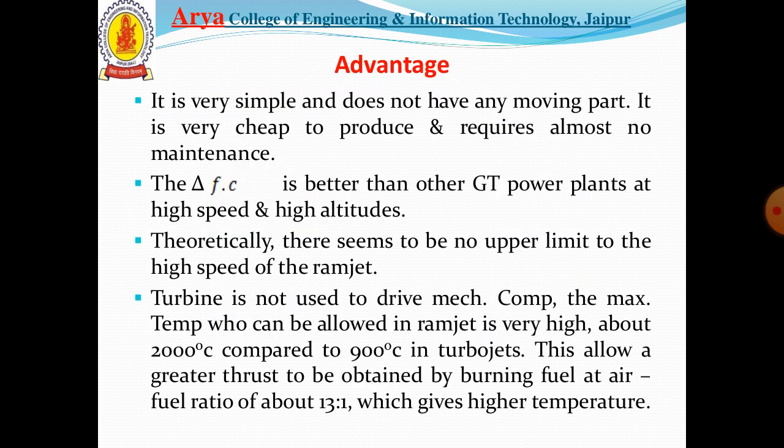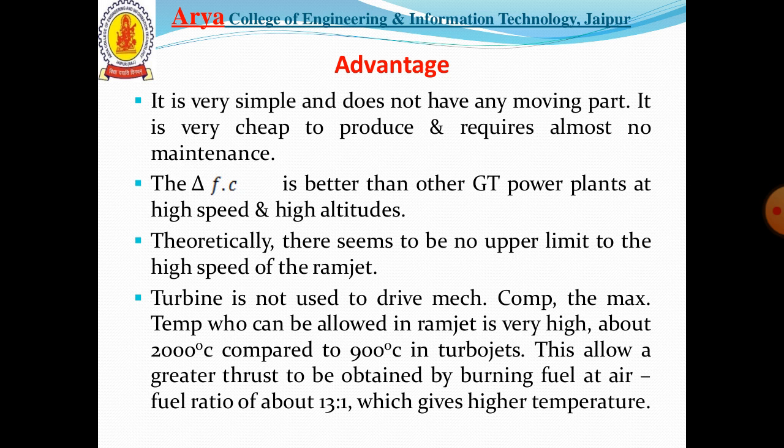Now, the advantages of the ramjet engine. First, it is very simple and does not have any moving part. It is very cheap to produce and requires almost no maintenance. The thrust specific fuel consumption is better than other gas turbine power plants at high speed and high altitude. Theoretically, there seems to be no upper limit to the high speed of the ramjet. Fourth, the turbine is not used to drive mechanical components.